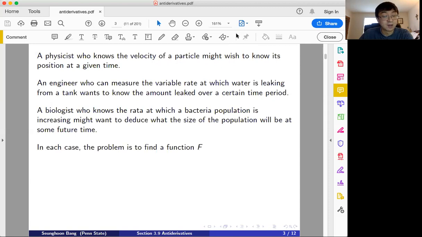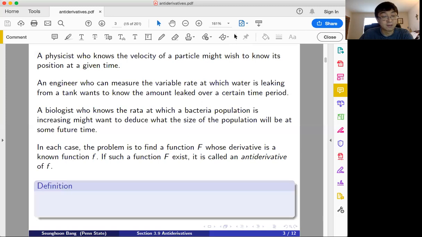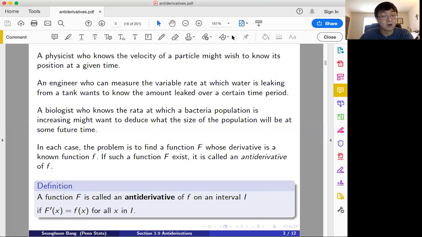In each case, the problem is to find a function capital F whose derivative is a known function f. If such a function capital F exists, it is called an antiderivative of f. This is like a definition. A function capital F is called an antiderivative of f on an interval I if capital F prime of x equals f of x for all x in I.